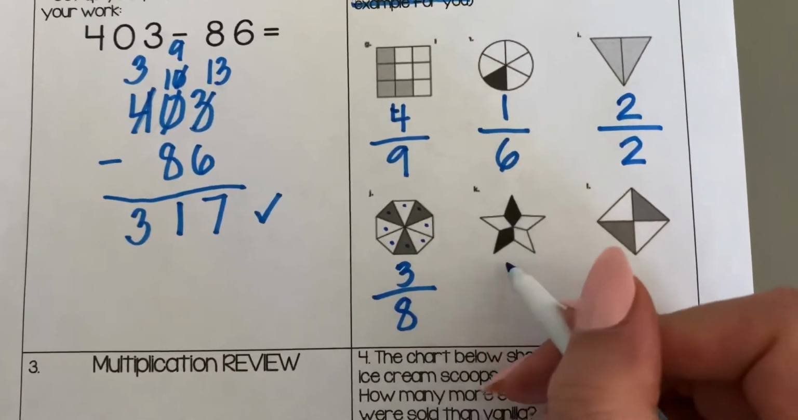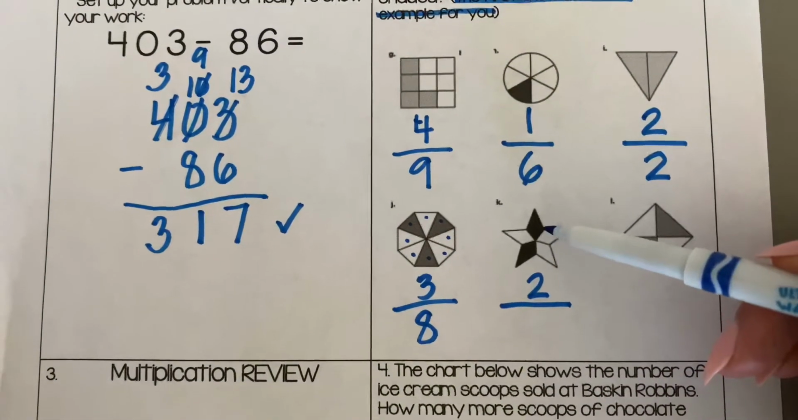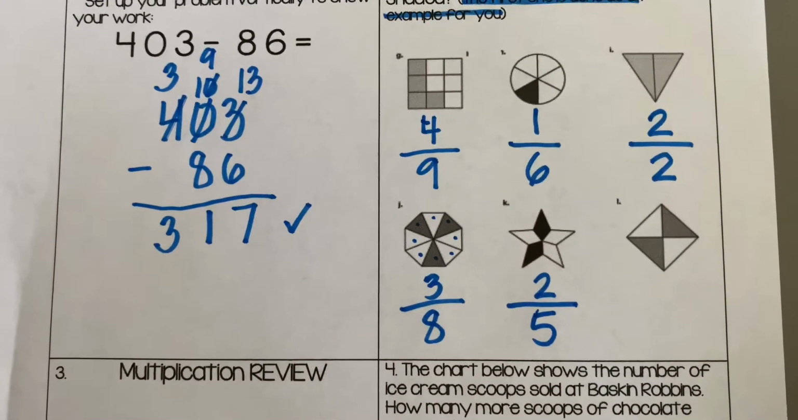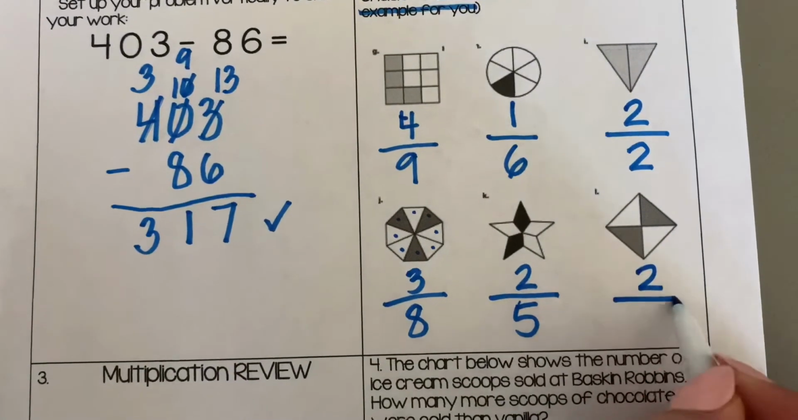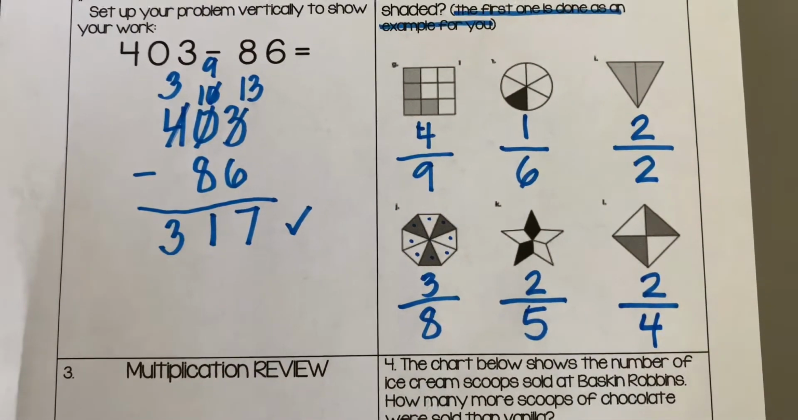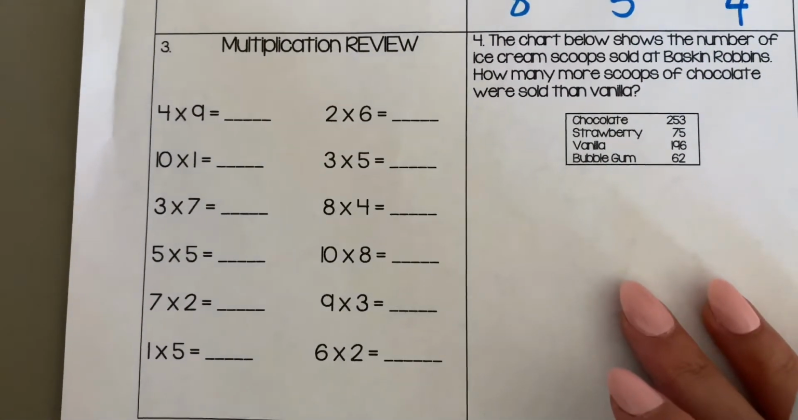For the next example here, I see 2 parts shaded. That's your numerator. And then in the denominator, it is 5. So 2/5 would be all together. Lastly, we have 2 shaded here, and then all together we have 4. So 2/4. All right. Now we are going to go ahead and do our multiplication review.